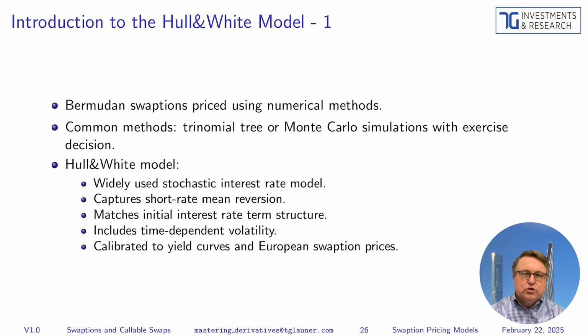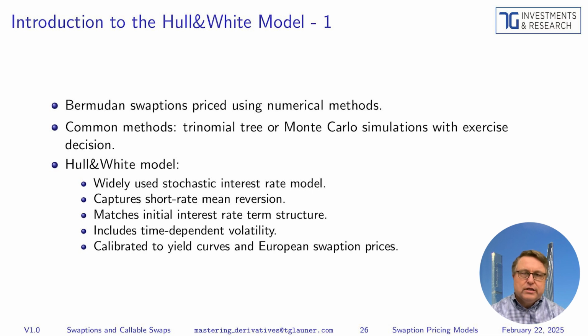Bermudan swaptions are typically priced using numerical methods rather than closed-form formulas due to the need to value the complex optionality. There are two main pricing techniques. One, and by far the more popular one, is the trinomial tree. It numerically prices the trade and the tree simulates the interest rate behavior.